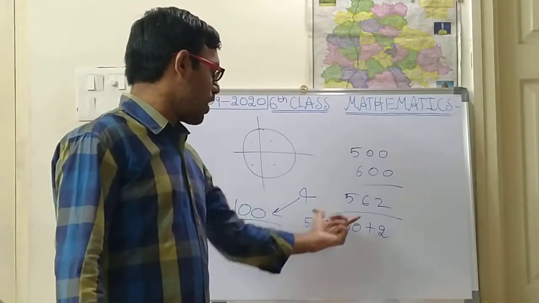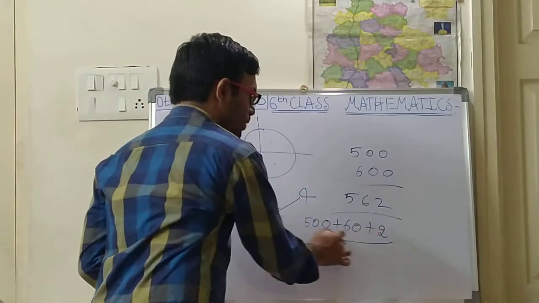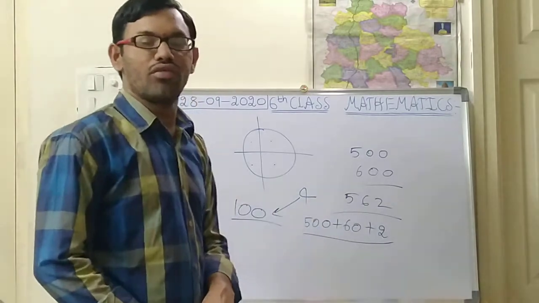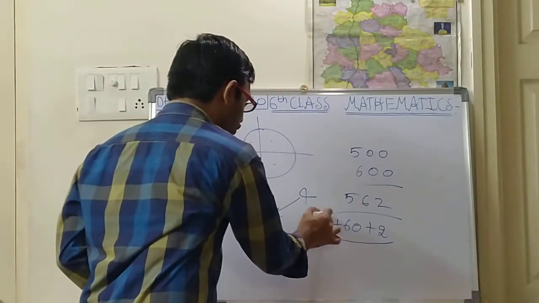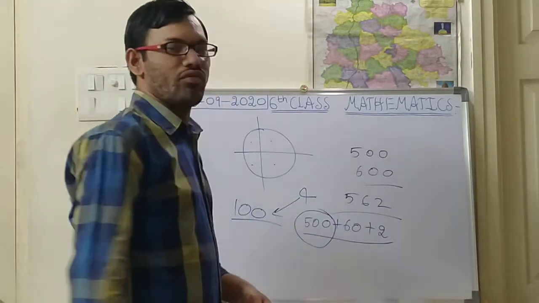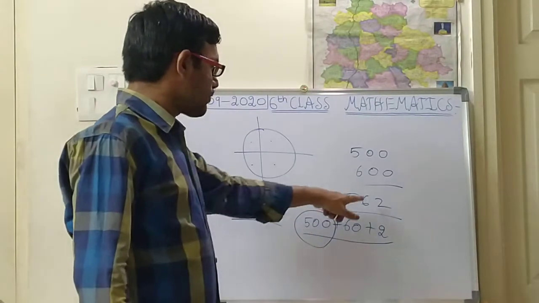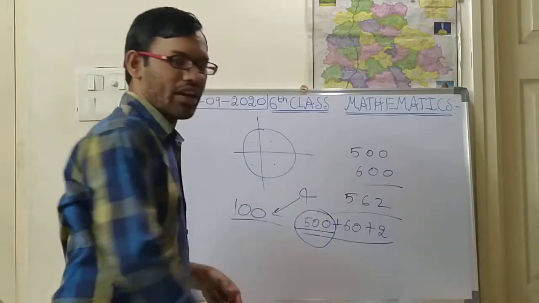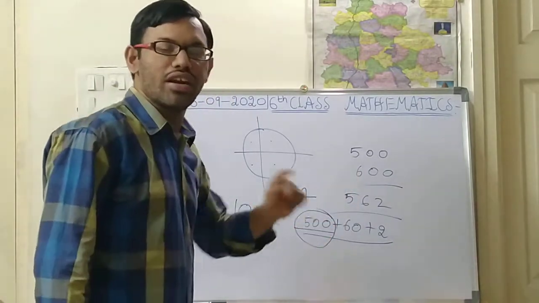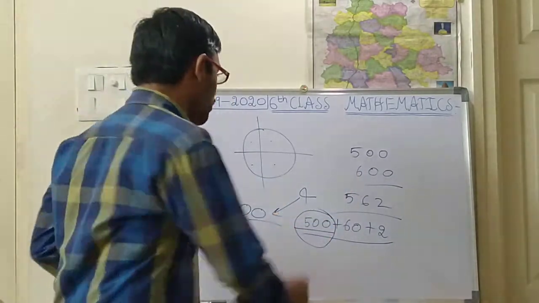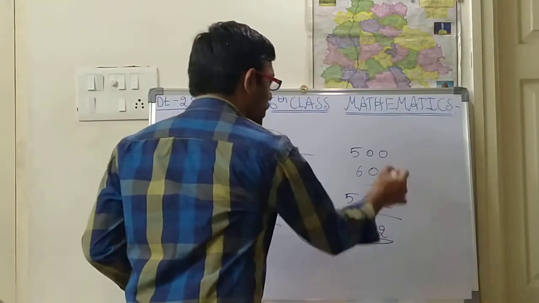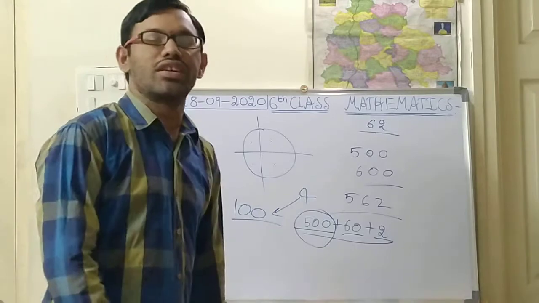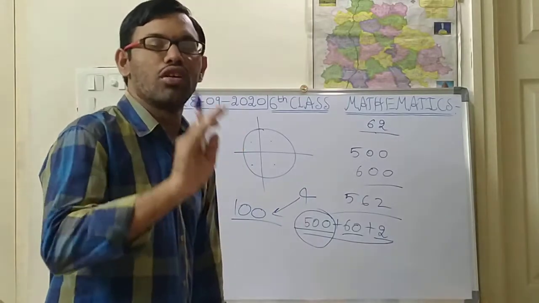So here you are expanding and identifying which part is divisible by 4. Obviously the first number is 500, and 500 is divisible by 4 because it is a multiple of 100. All the multiples of 100 are divisible by 4. But what about 60 plus 2? 60 plus 2 is 62.